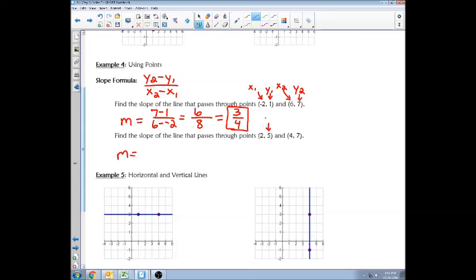5 will be my y1. 7 will be my y2. 2 will be my x1. And 4 will be my x2, okay?